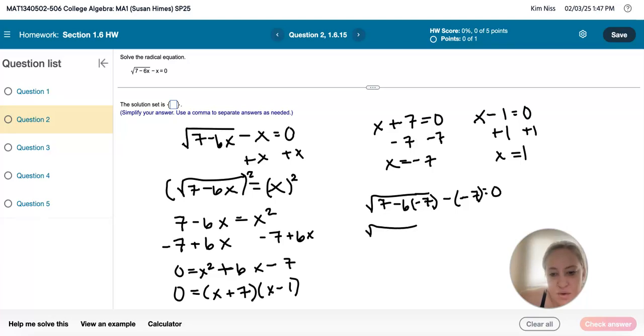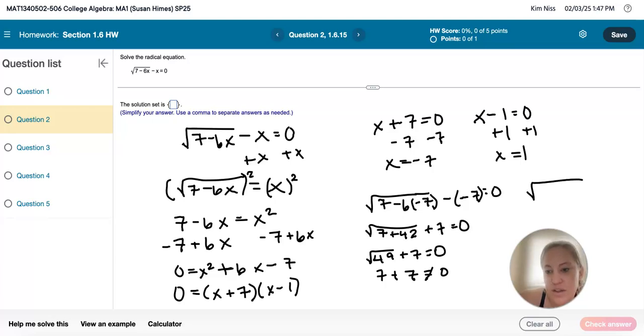So the square root of 7 plus 42, plus 7 equals 0. So the square root of 49 plus 7 equals 0. You can kind of see that it's not going to work out. The square root of 49 is 7, and 7 plus 7 does not equal 0. It equals 14. So now we're going to plug in 1 and see what that does for us.